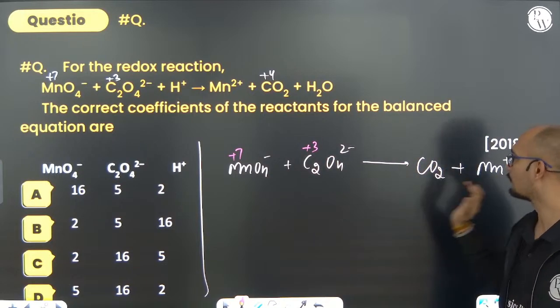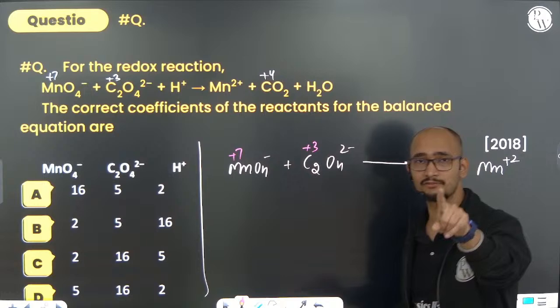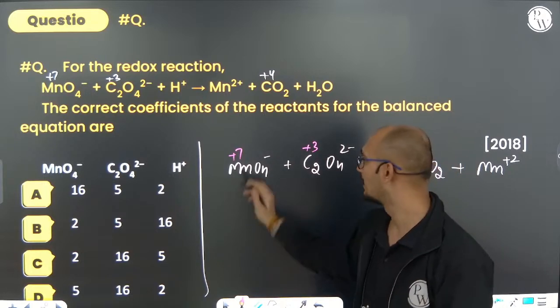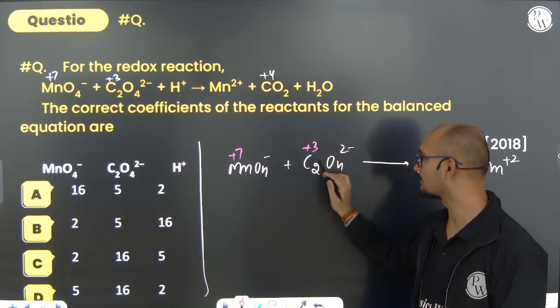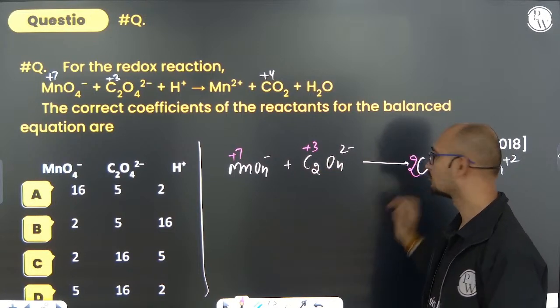Manganese and carbon. First of all, you have to look at whichever element is changing its oxidation state. First of all, balance them. Manganese is how much? 1. How much? 1. Do not cheat. Carbon is how much? 2. How much is there? 1. So make it 2.